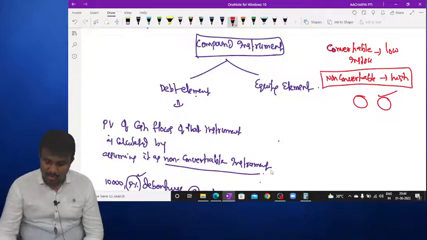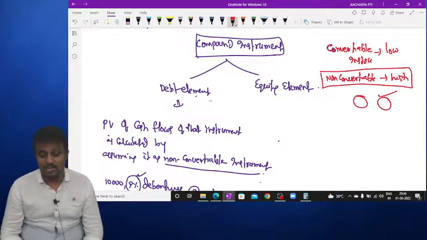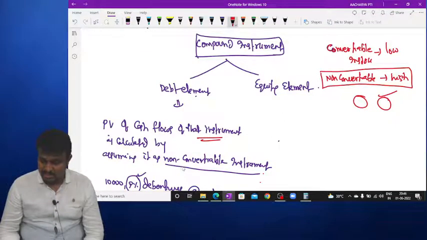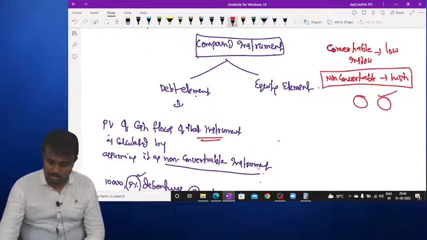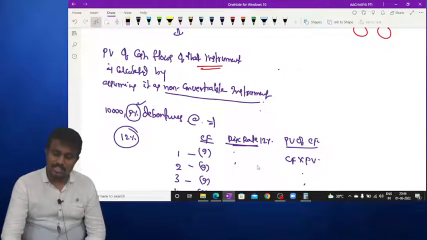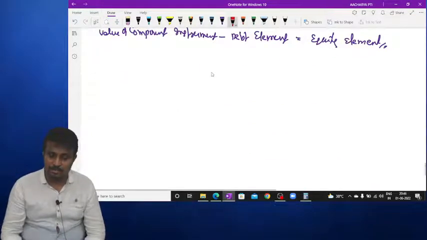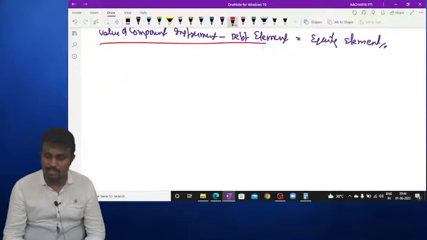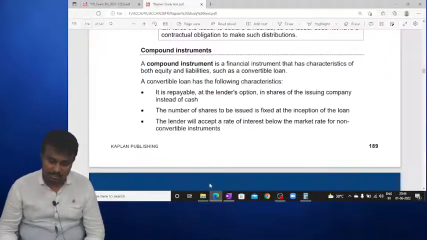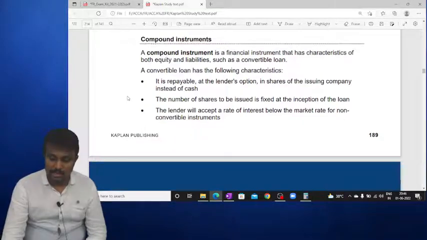Then how do we calculate the debt element? By calculating the present value of the cash flows of that instrument, assuming that it is a non-convertible instrument. Clear? After calculating the debt element, if you reduce it from the value of the compound instrument, then we get the equity element. This is a compound instrument.